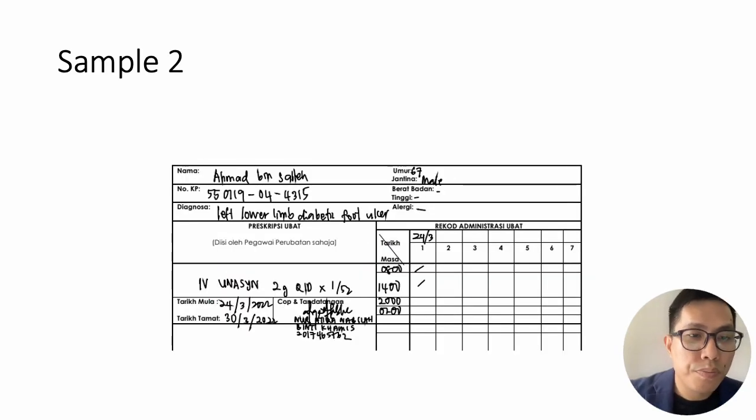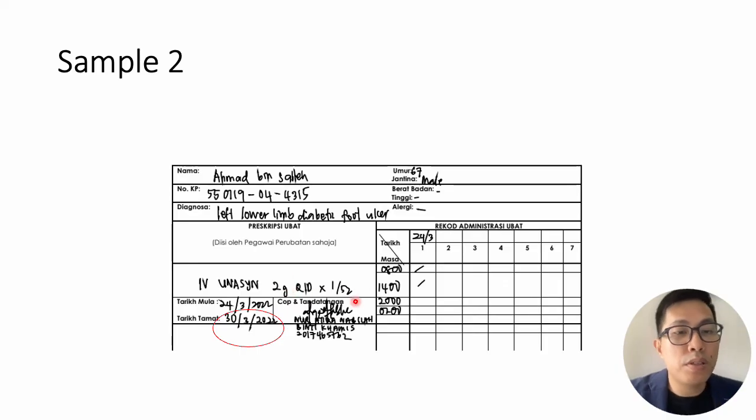Sample number 2, same issue. Tarikh tamat is not supposed to be written. It is supposed to be written only when you decide to off the medication. Again, the student is writing IV Unicin. You should not use a brand name. 2 gram QID times 1 week.